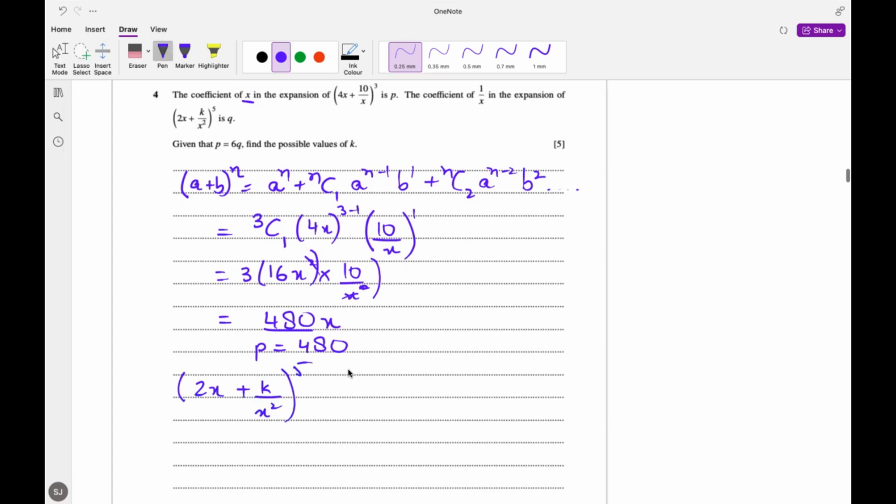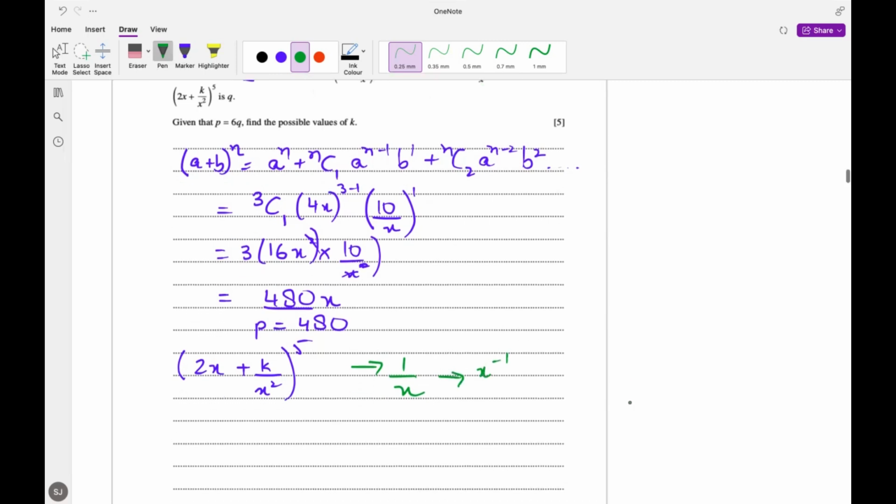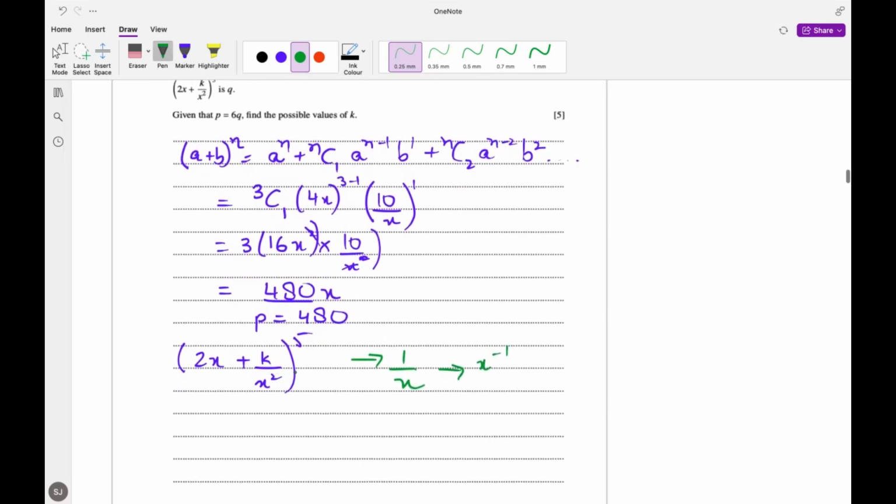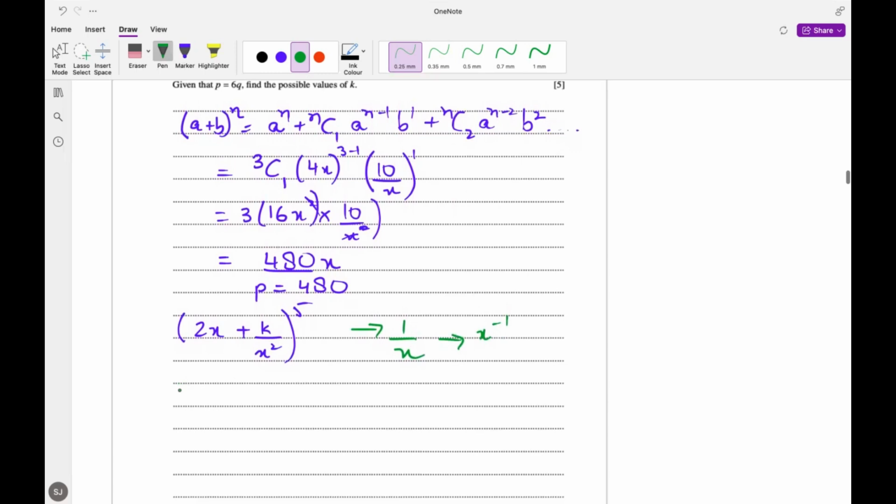Now to find the coefficient, this 1 upon x basically means we are looking for x to the power minus 1. Now if we cannot directly guess how to get x to the power minus 1, we can use the method where we write 5Cr. a is 2x, so in place of 2x we can just write x, as we are looking for the power of minus 1, and this will become 5 minus r. And b is 1 upon x squared, we can write it as x to the power minus 2, to the power r. And we need x to the power minus 1.